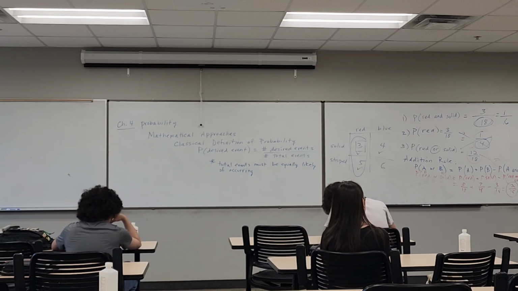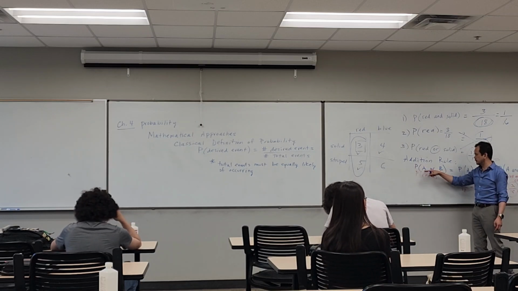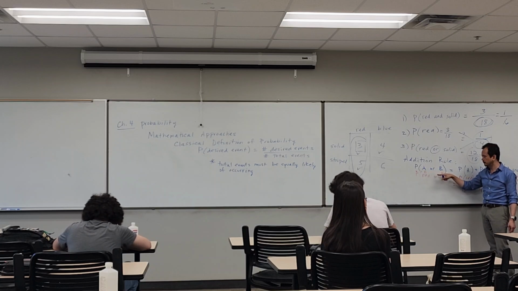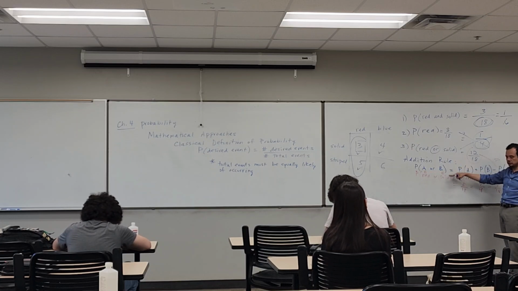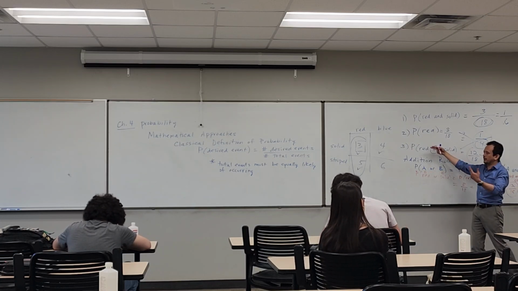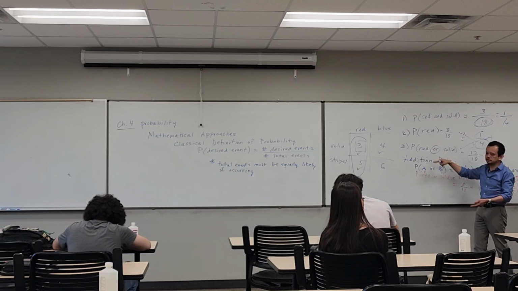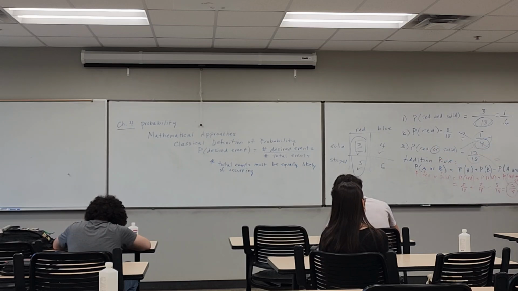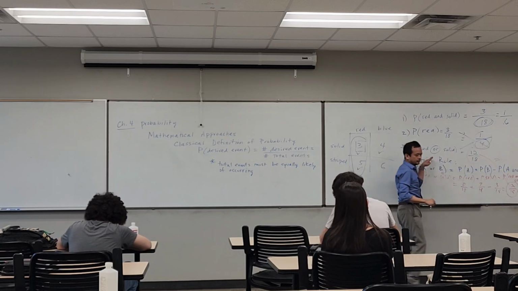So the point is that if you have a probability with this situation where the events are joined by OR, either you can use the addition rule, or you can use the regular classical definition of probability that we had used before. And you'll get the same answer. Any questions? Okay, so now let's talk about why the addition rule works.